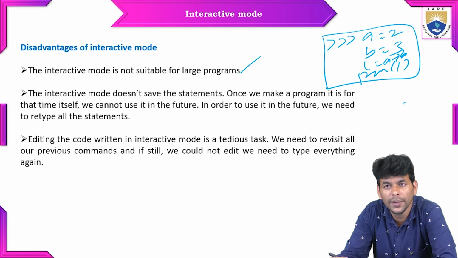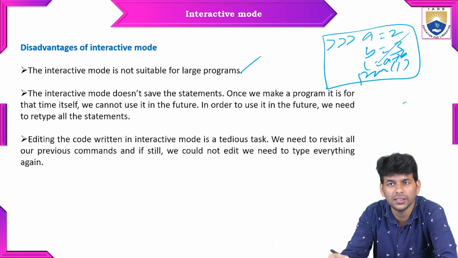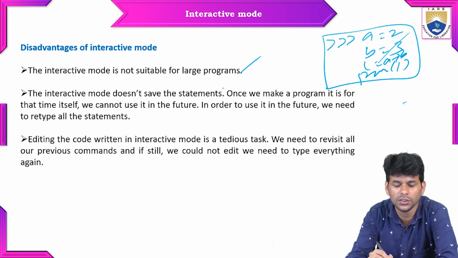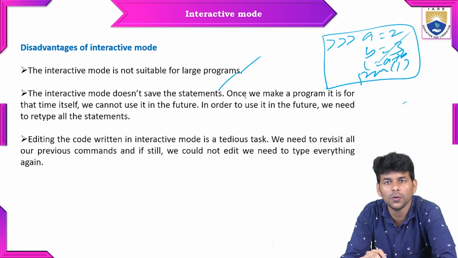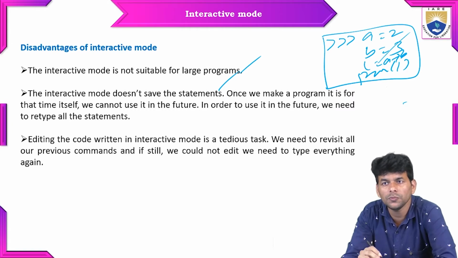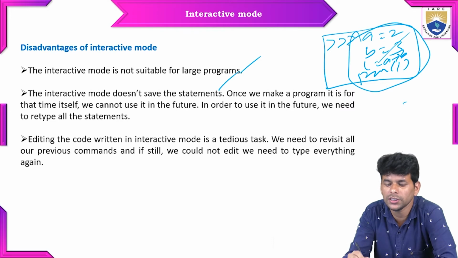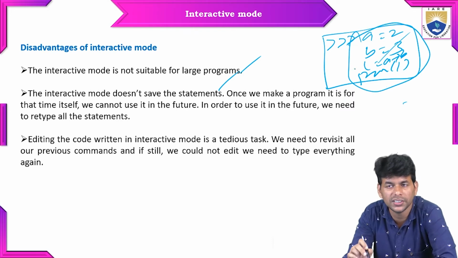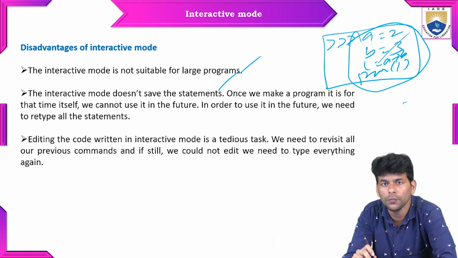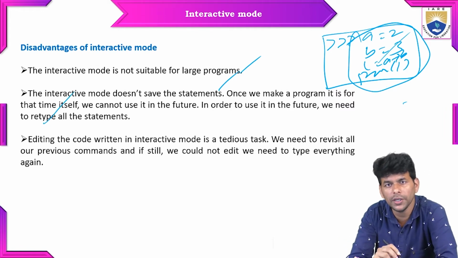So once we close the command prompt, this program will go off. It will be erased. That is what it means that interactive mode does not save the statements. If you have written code, it will not be usable the next time, because the code is not available there. Once we make a program, it is for that moment only. We cannot use it in future. The program we have written exists only for the present time, not for the future. In order to use it in future, we need to retype all the statements.